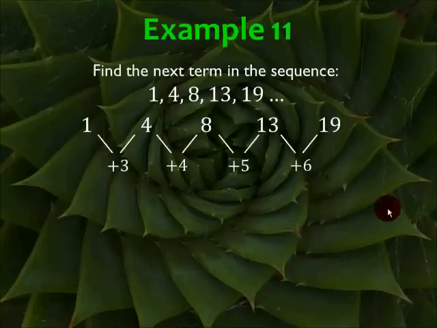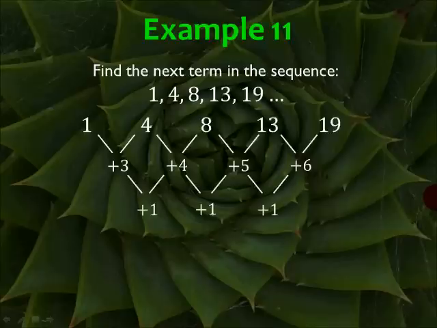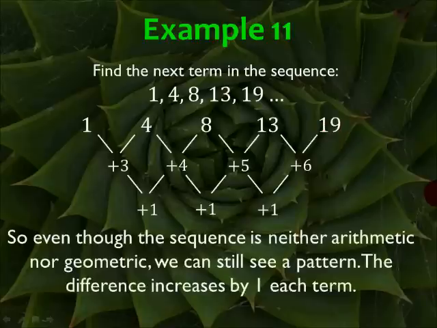However, what you will notice is that as the numbers increase, the difference increases by 1 each time. So if you take a second level difference, you will see that the difference increases by 1 each time. Now, that does not make it an arithmetic sequence, but at least there is a pattern that you can use to figure out following terms. So even though the sequence is neither arithmetic nor geometric, we can still see a pattern. The difference increases by 1 from each term.